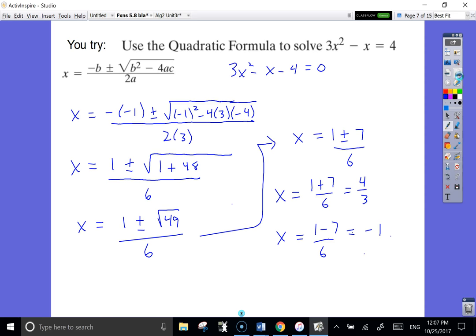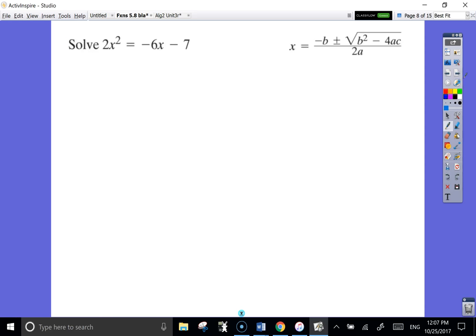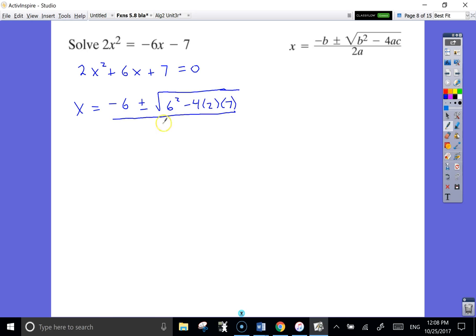Okay, so here's the next wrinkle. So what do I have to do to start this one? Yeah, or you could, I would prefer, because if I move the 2x squared, I get 3 negative numbers. I'd rather make them 3 positive numbers than 3 negative. So how about we add them to the left? Okay, x equals negative 6 plus or minus the square root of 6 squared minus 4 times 2 times 7, divided by 2 times 2.